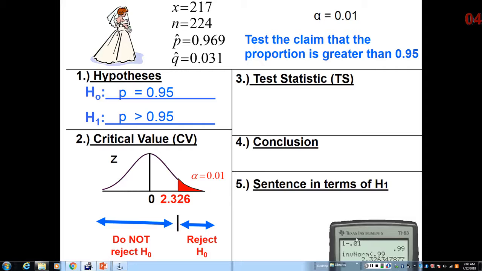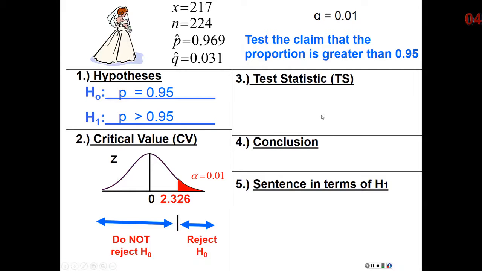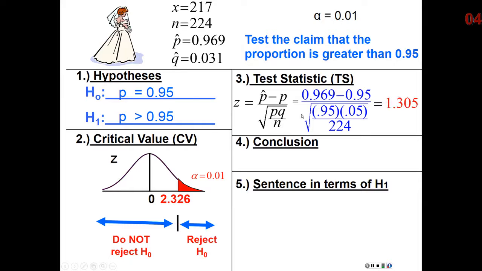So you get that critical value, then you're going to find the test statistic. The formula for the test statistic is this one, the p hat minus the p, and what this is basically is the sample proportion minus the population proportion, divided by the standard error of proportions. Okay, this is the standard error for proportions. But this is the formula you would use. You would put them in there, calculate it, and you get 1.305.